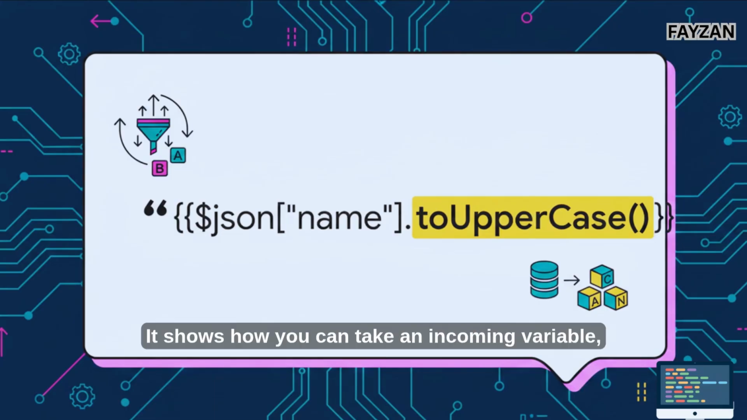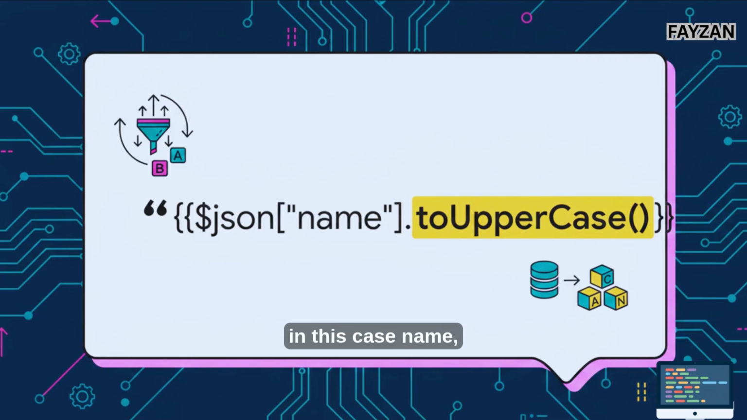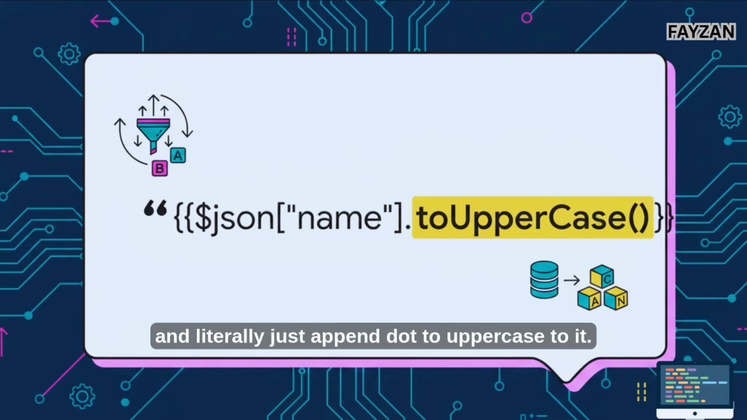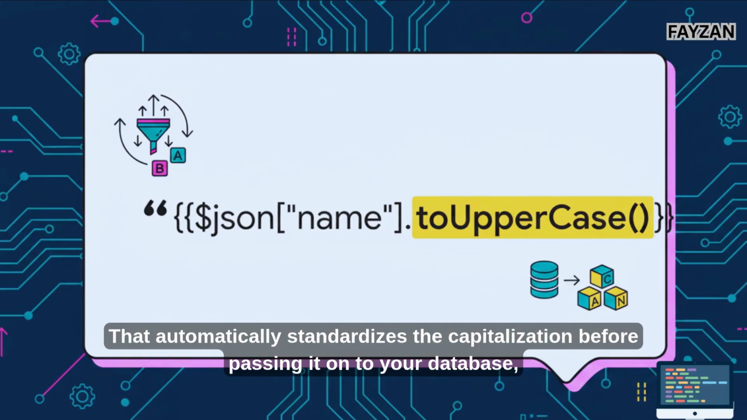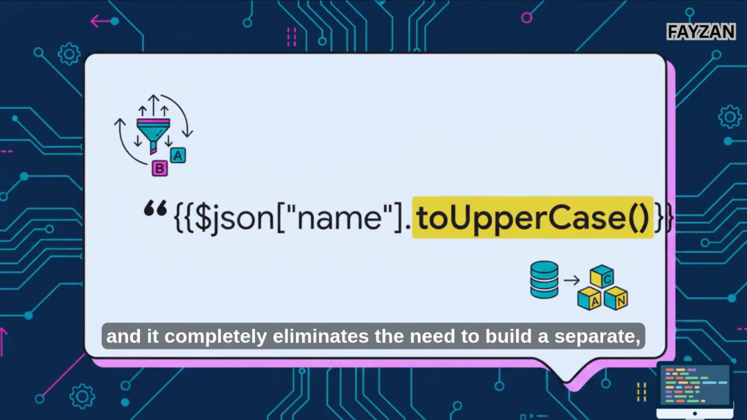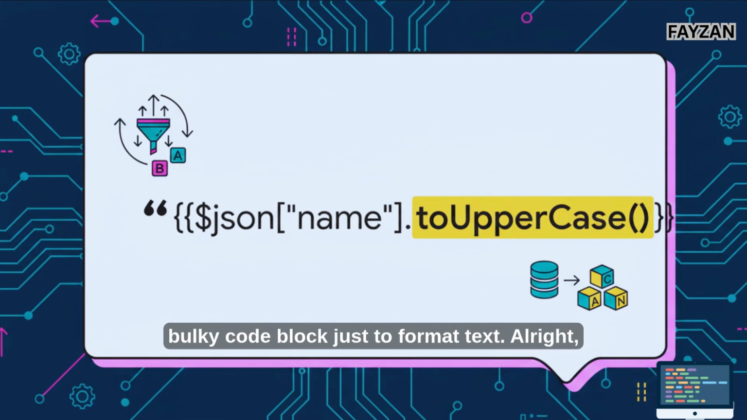Take a look at this snippet. It shows how you can take an incoming variable, in this case name, and literally just append .toUpperCase() to it. That automatically standardizes the capitalization before passing it on to your database, and it completely eliminates the need to build a separate, bulky code block just to format text.